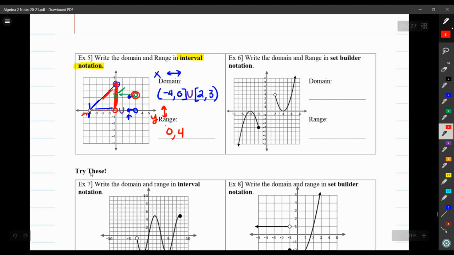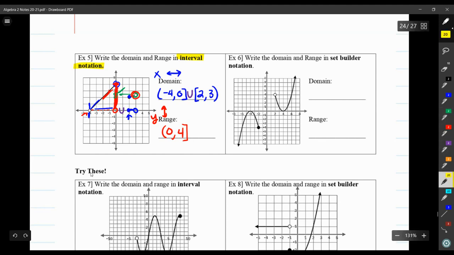And then the 0 had an open circle, the 4 had a closed point, and there would be the range. So just because you have a gap in domain does not mean you're going to have one in range, and vice versa. You may not have a gap in domain, but you do in range. It just depends on what's solid and what's open.